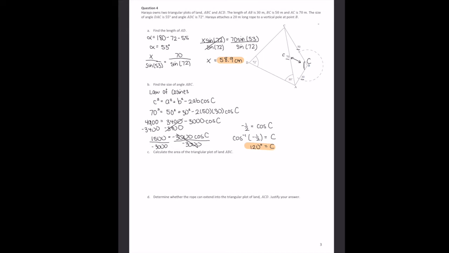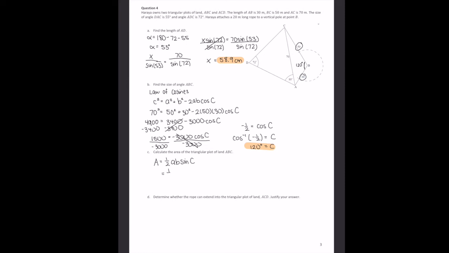Part C says calculate the area of the triangular plot of land ABC. So we know that we have all the sides of triangle ABC, and we just found from part B that this angle right here is 120 degrees. So we can use the formula A is equal to 1/2 ab sine C, because in order to use this formula, we just need two sides and the angle between them, which we have with that 50 and the 30 with the angle 120 between them.